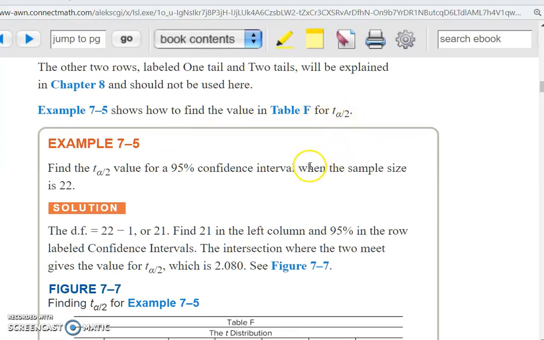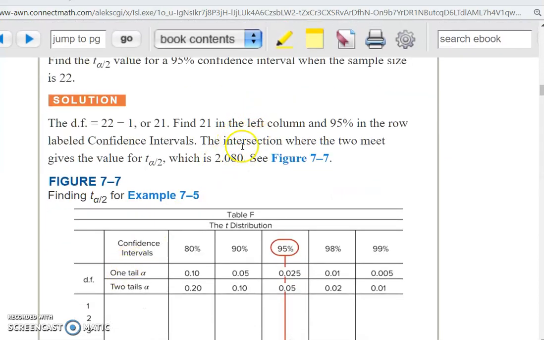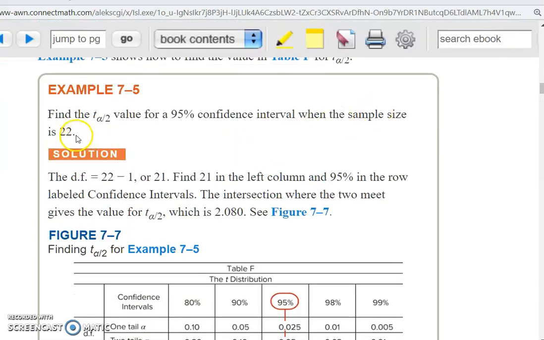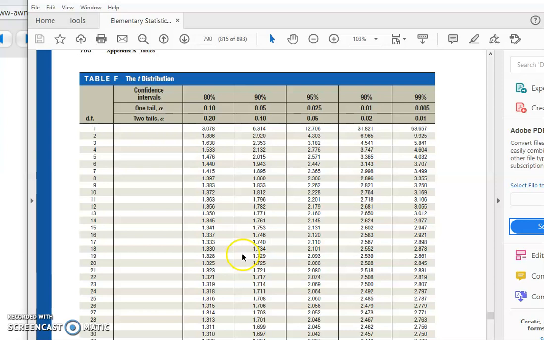alpha over 2. So when we're dealing with confidence intervals, we're always going to be dealing with these t sub alpha over 2 because it's a confidence interval where our errors will be on the left hand side and the right hand side. Okay, so the t sub alpha over 2 value for a 95% confidence interval. The sample size is 22, so let me go bounce back to that. So it's 21 and we want 95%.